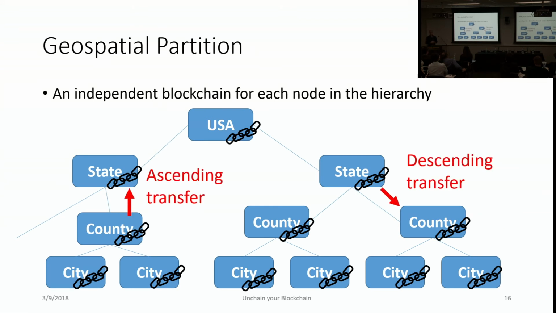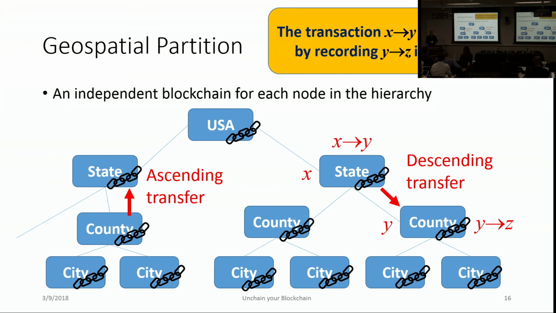But there are also ascending transfers and descending transfers. For example, if you have an address X at a state and an address Y at a county in that state, then a transfer from X to Y is recorded at the blockchain of the state. After doing that, because Y is associated with the node of the county, you can only record the next transaction, the one that spends X to Y, in the county. This, for example, prevents double spending, because if you want to spend the transaction X to Y somewhere else, it needs to be recorded only in the blockchain Y is associated to. So you can't record two transactions. That is what the blockchain would prevent.